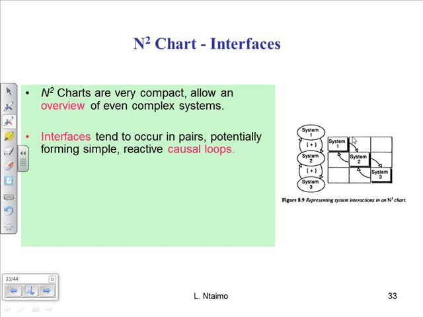Remember we talked about interfaces and interactions before? So for this system, we can see that there is an interface or a connection with system 2. So this is an interface, okay? And typically interfaces tend to occur in pairs. So you have one system, or it could be a subsystem. It may be connected to another system, so you have an interface. And those can form these causal loops.